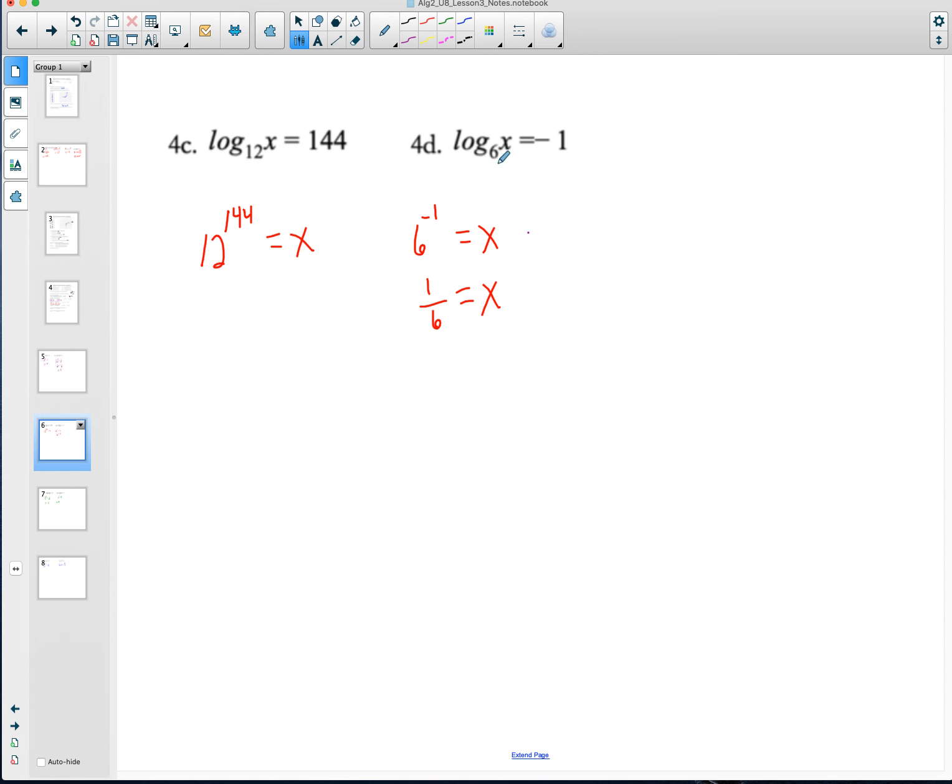Here we have 6 to the negative 1st power is equal to x. And this is a little bit easier. So 6 to the negative 1st power would just be 1/6. We can simplify that pretty easily as well.